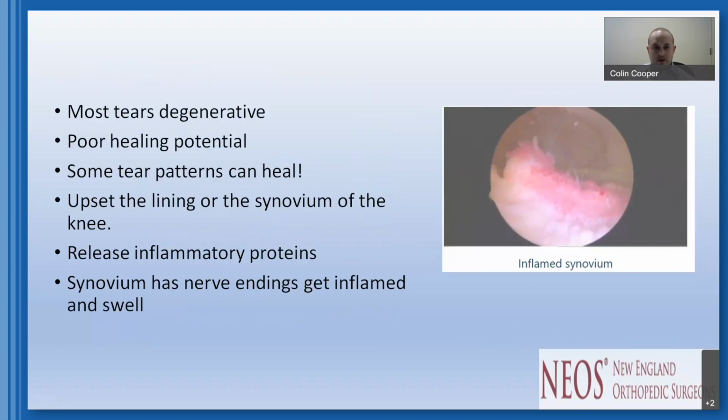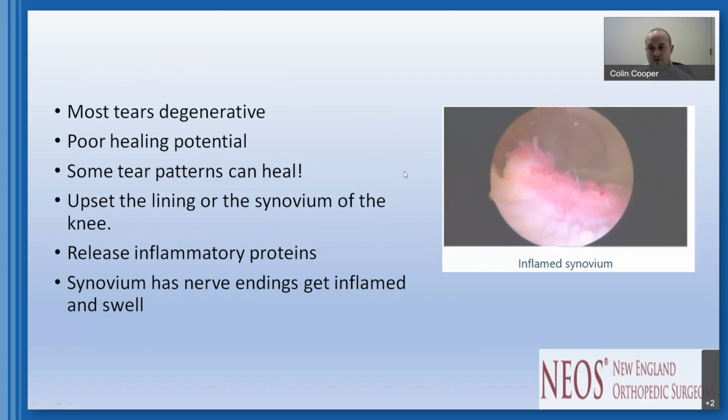So in general, most tears are degenerative and not associated with acute traumatic injury, and occur gradually over time. They have poor healing potential as they have limited blood supply. There are some tear patterns, however, that can heal, and we'll touch base on that.